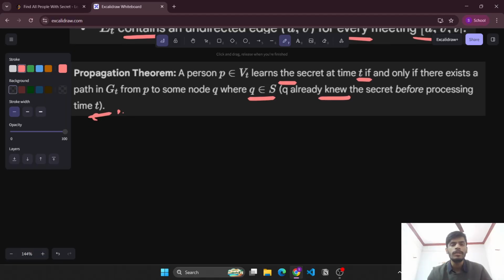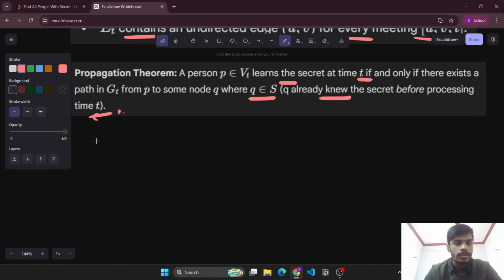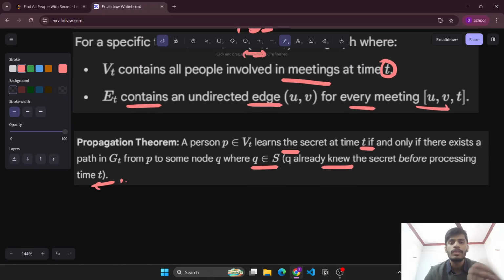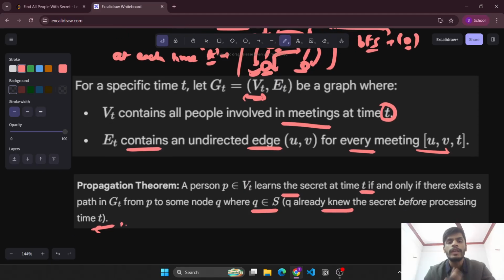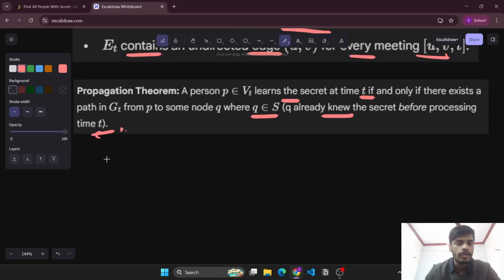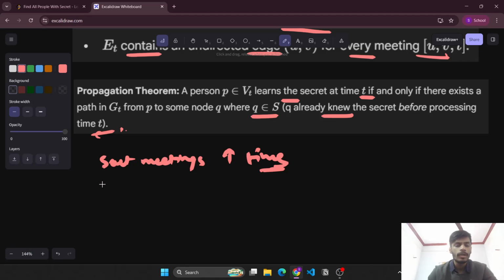So what is the algorithm? First, we need to process the meetings in order of increasing time, so we'll sort the meetings by increasing time. Once we have sorted them on the basis of increasing time, we'll see, for a current time t, what are the meetings that will happen at this particular time.